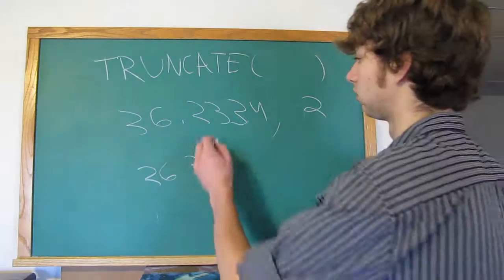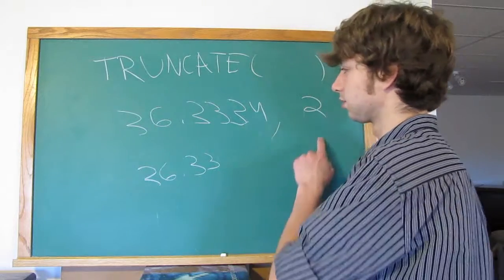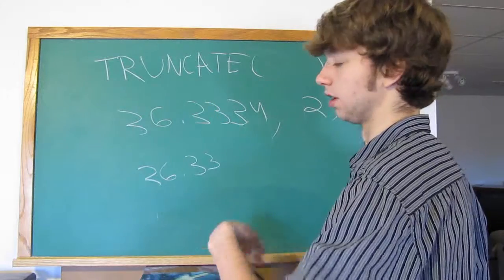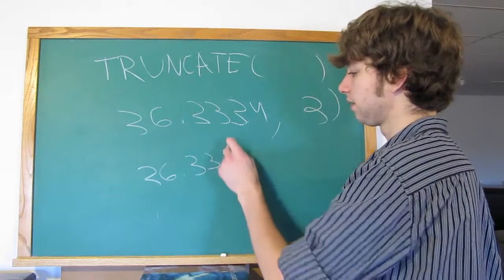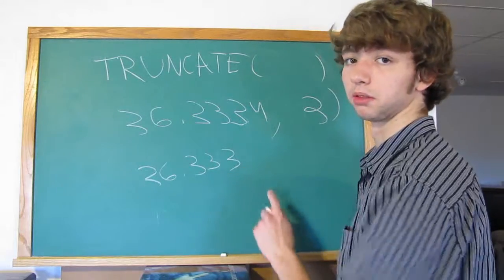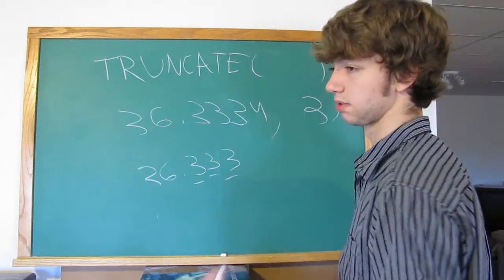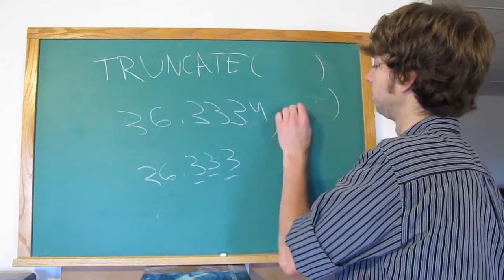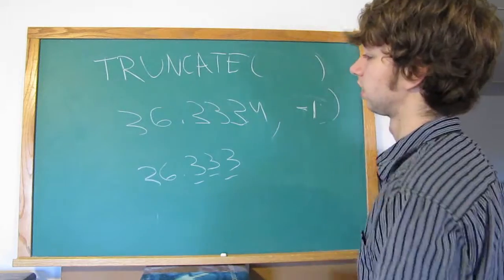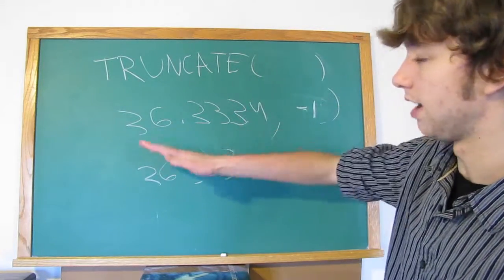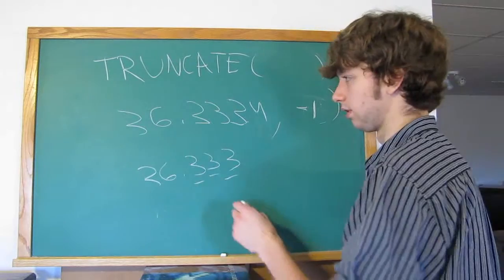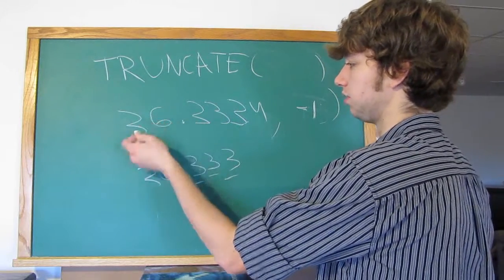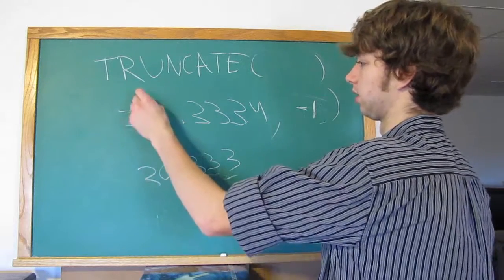36.33. You see? So basically it'll just take whatever the second number is and count how many decimal places and cut your number short by that. So if I replace this with a 3, it'll actually give me 36.333 because that's 3 spots after the decimal point. If we put a negative number in here, let's say I put negative 1, this is going to actually count left of the decimal point. So here's a decimal point. Normally we went 1, 2, 3. Now we're going to go 1. It's going to cut off here.